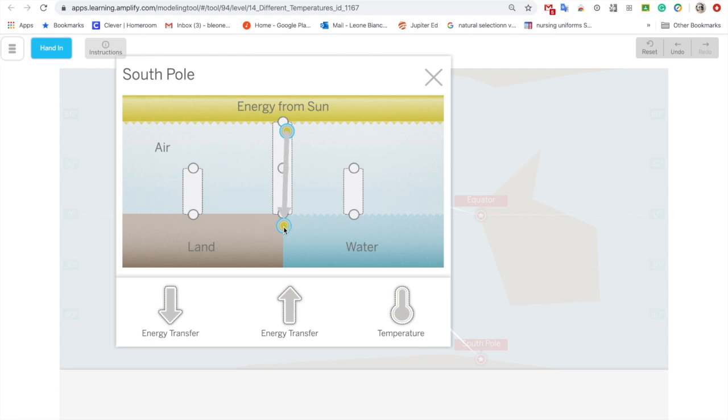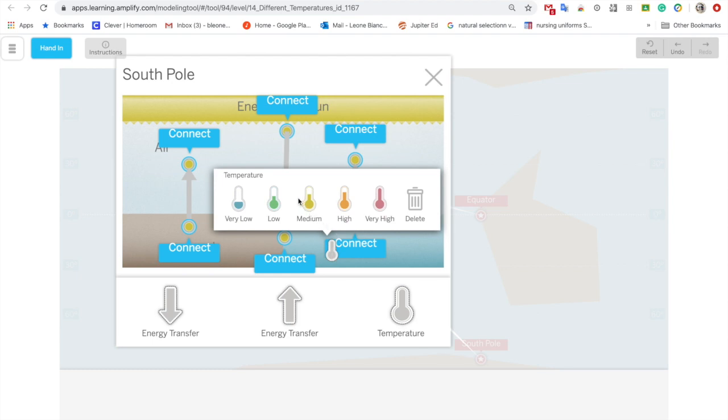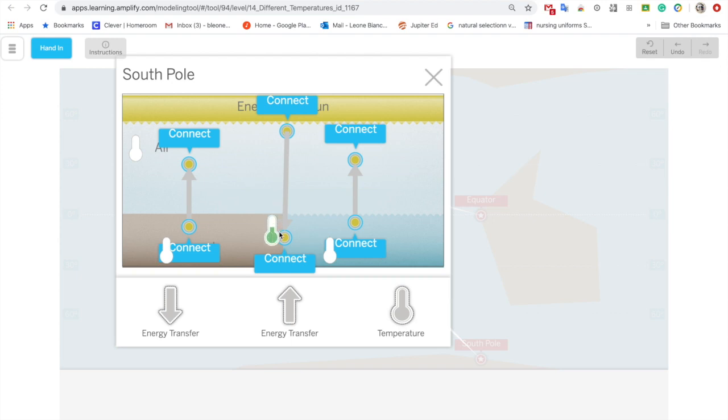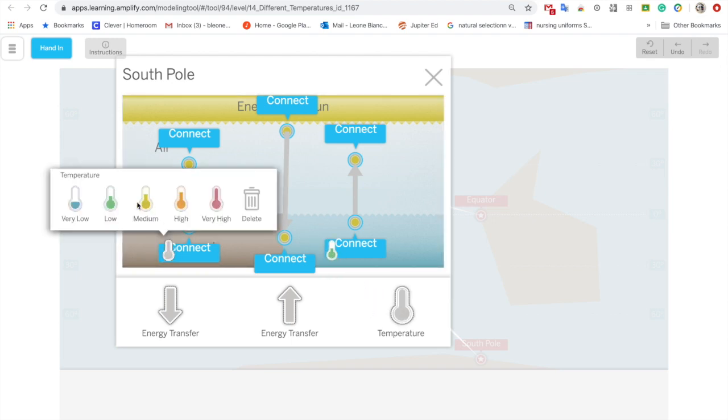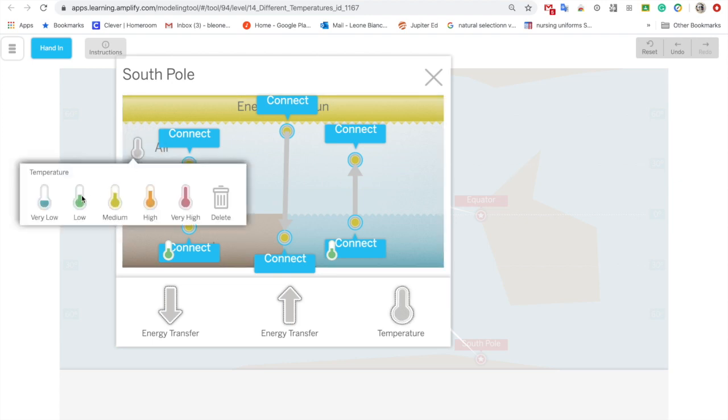Now, the energy is still going from the land to the air. This is still the same as the one at the equator. But what's different is that this is only a low amount of energy. It's not getting a lot of energy. If this is not getting a lot of energy, the energy that's being transferred up is going to be even lower.